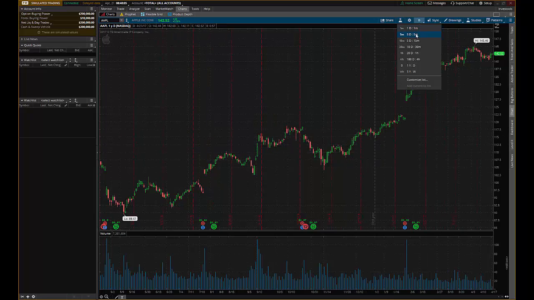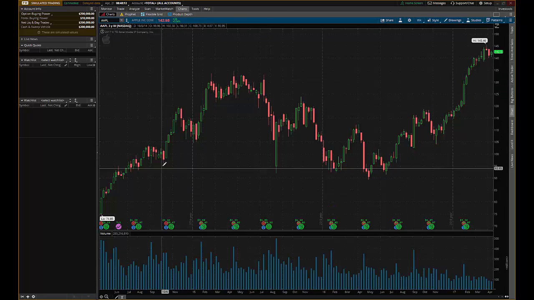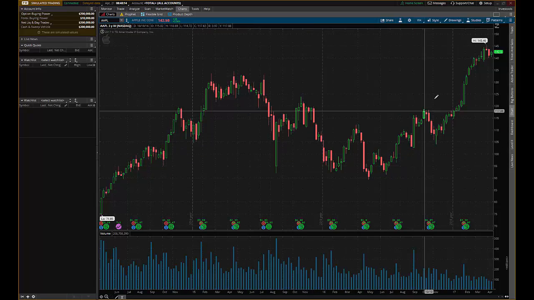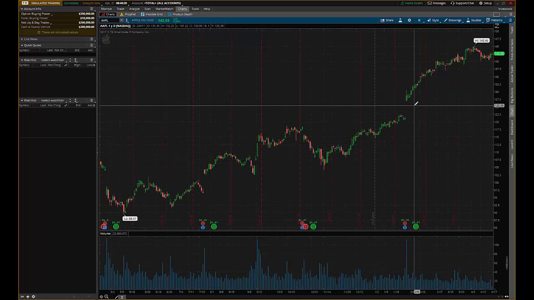I can change this. Here's a 5-day chart every 5 minutes, and we can go to a 3-year chart. Each one of these is a week. But let's just go back to the 1-day, 1-year chart.